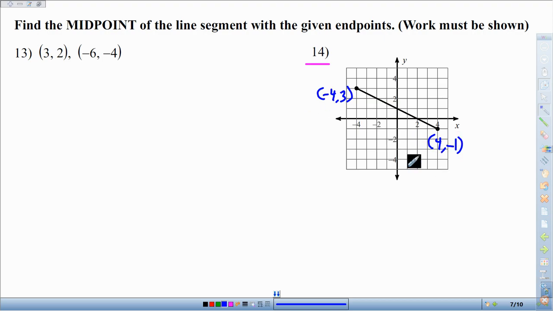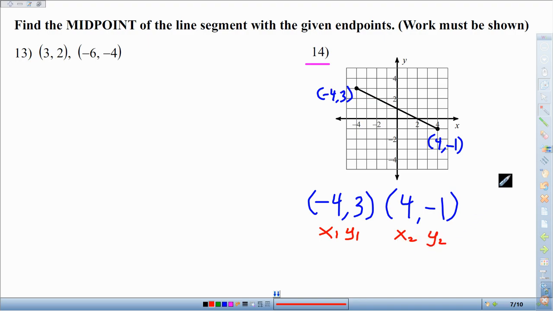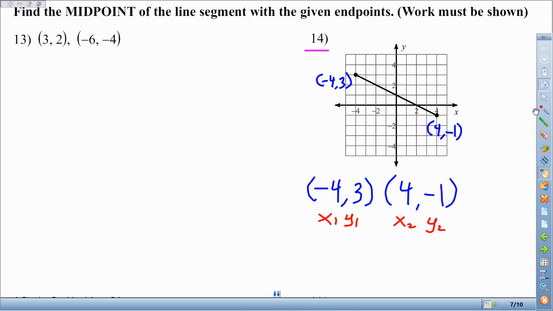Okay, so there's my coordinates really quick. I'm going to rewrite these just so I can label them. Remember, it doesn't matter which one you write first and which one you write second, as long as you stick with it. So this is my first x and my first y. This is my second x and my second y. Now we can plug these into the midpoint formula.